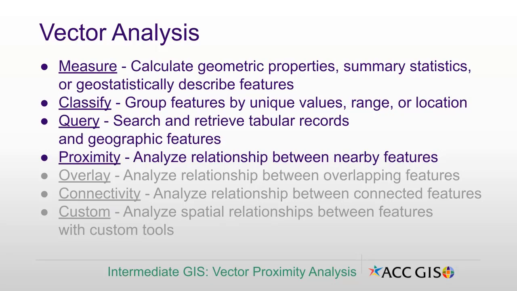This week, we'll focus on vector analysis methods, including measure, classify, query, and proximity. Measure, of course, is where we calculate geometric properties, summarize statistics, or geostatistically describe features. Classify is where we group features by unique values, range, or location. Proximity query is where we search and retrieve tabular records and geographic features. And proximity analysis, where we analyze relationships between nearby features.